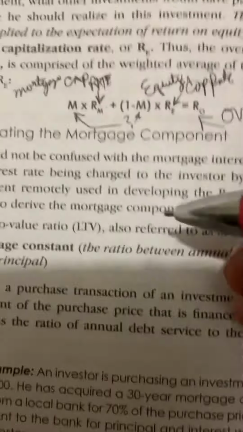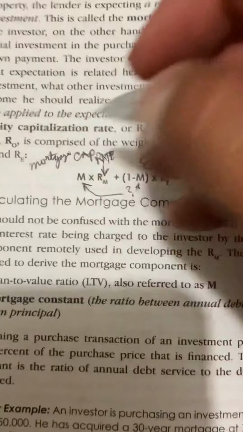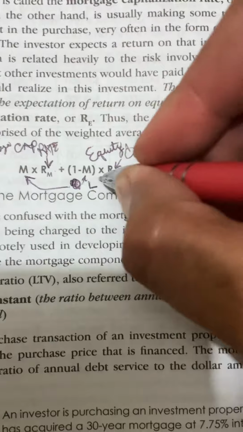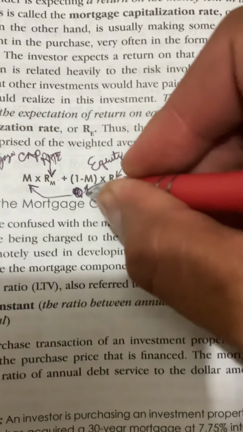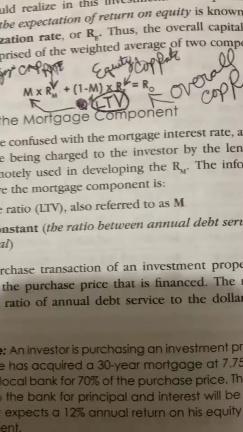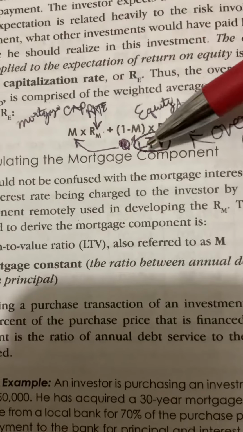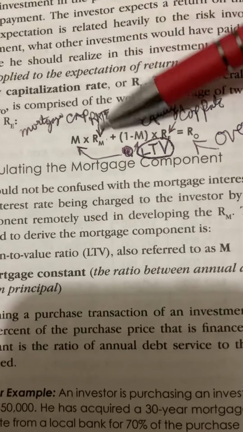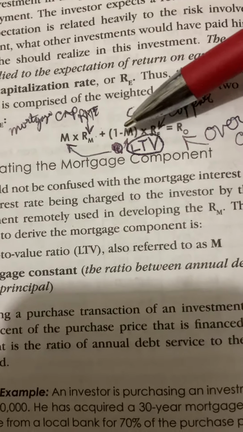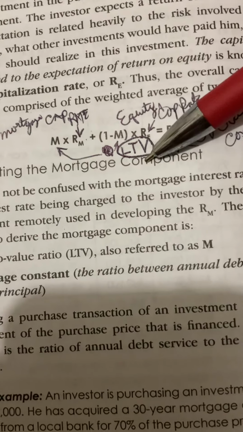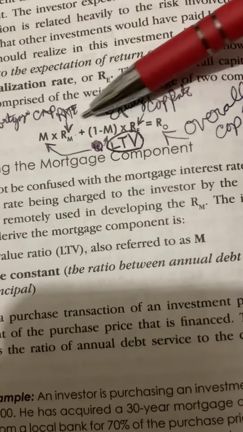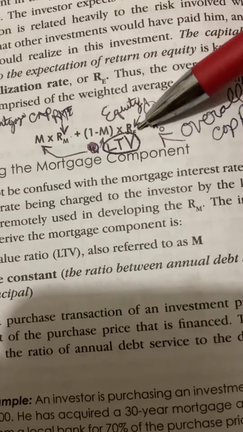Oh, okay, so that's the answer to this question that we have. LTV, loan-to-value, that's what that M symbol is. So up here, we're looking at loan-to-value, multiply by the mortgage cap rate, plus whatever 1 minus the loan to value is here, whatever that comes to, multiply that by the equity cap rate. That'll equal your overall cap rate.